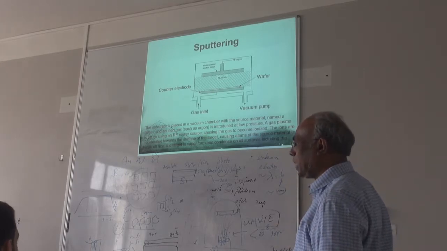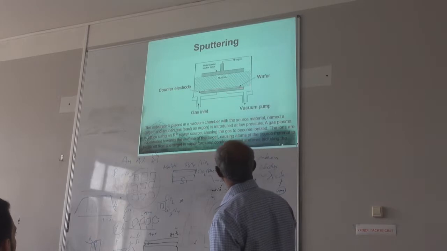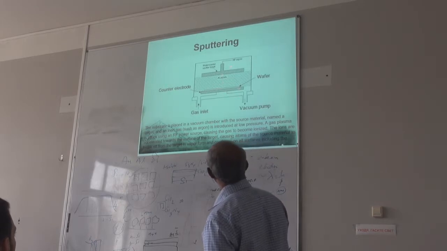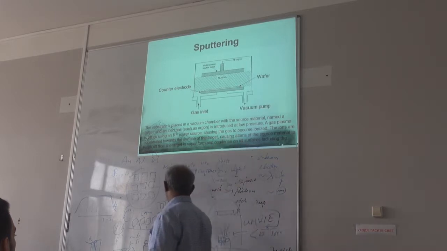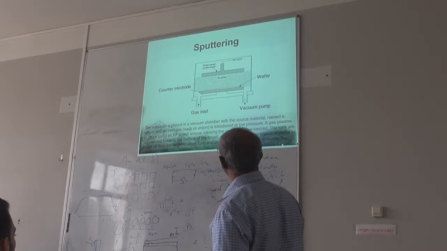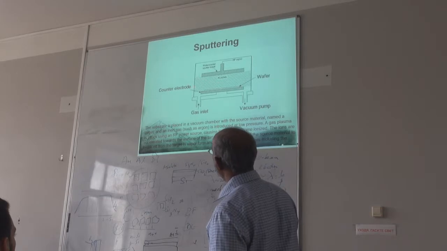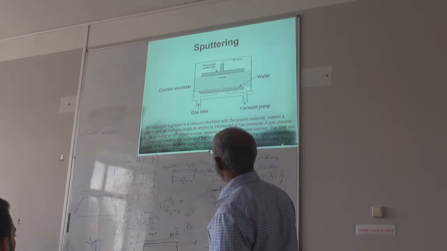So this is sputtering. Another way to do it: if you have your material here, the target, and this is your wafer, you apply a very high radio frequency, or you can even use DC if it is a metal. Then you have gas, typically argon gas. Then we start the plasma.